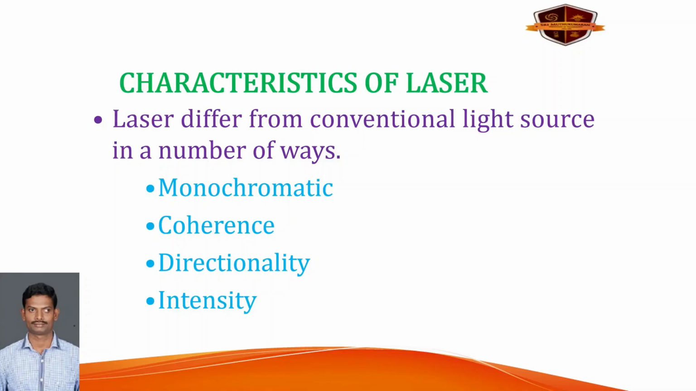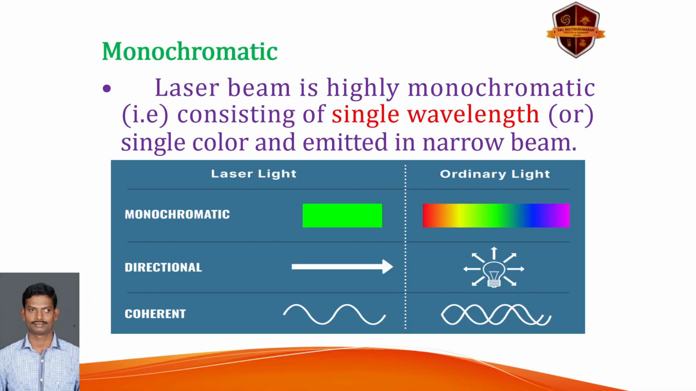Then the main point: what are the conditions to achieve laser action? Number one, creation of population inversion, stimulated emission, then a suitable active medium. Now the basic parameters of characteristics: monochromatic. Monochromatic is a single wavelength with a single color. Directional means a unidirectional laser source. Monochromatic single color, for example green color, 5461 Angstrom, only one wavelength.